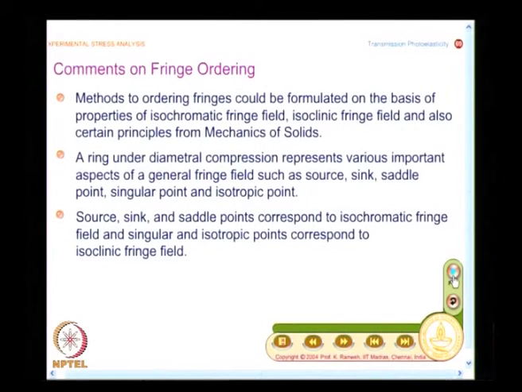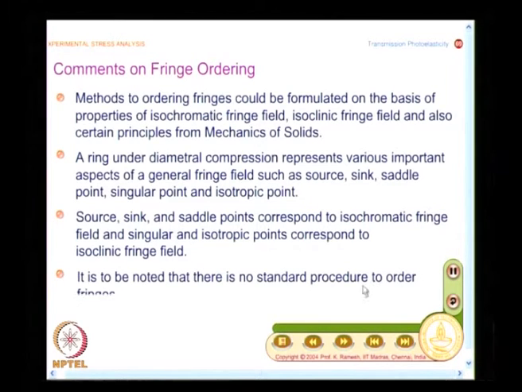And now I go and look at the last aspect. It is to be noted that there is no standard procedure to order fringes, you must keep that in mind. These are all guidelines. Guidelines you have to use intelligently. Guidelines are different from a standard fixed step for identifying this. Guidelines will help you how to tread the path.